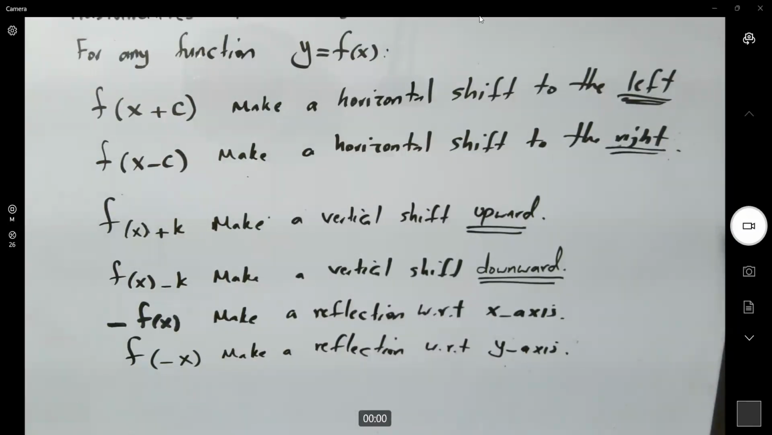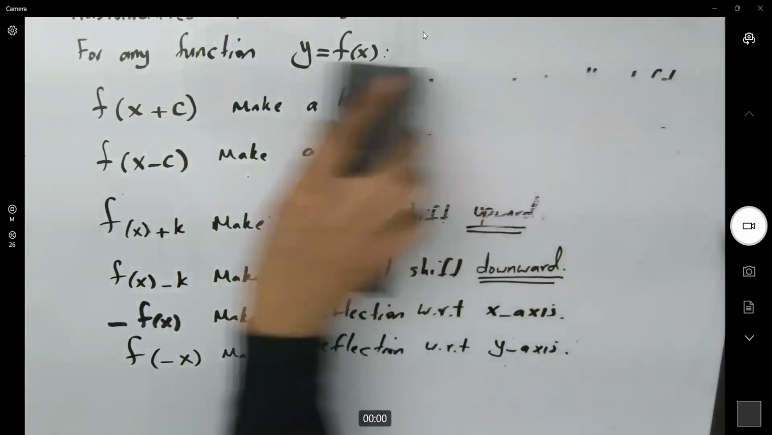Well, one important function is the absolute value function. So let's talk about the absolute value function.